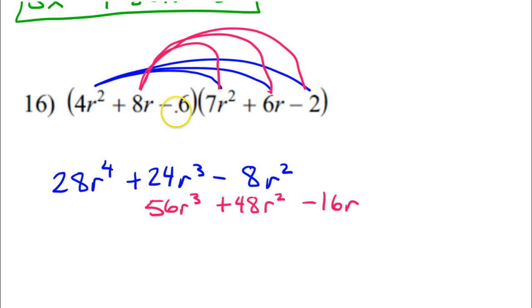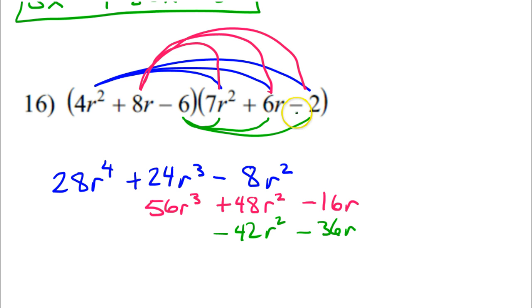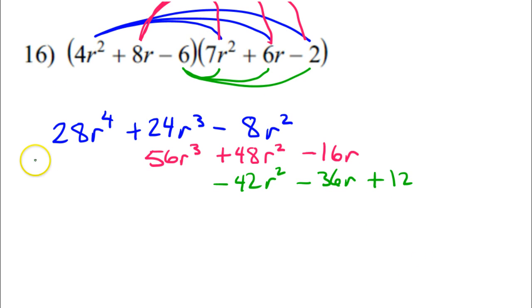Alright, now I'm going to distribute the negative 6. Okay, so negative 6 times 7r squared is negative 42r squared. Alright, see how convenient it is to line up your like terms? You do the same. Negative 6 times 6r is negative 36r. And then negative 6 times negative 2 is positive 12. Alright, now just combine your like terms and you're done.